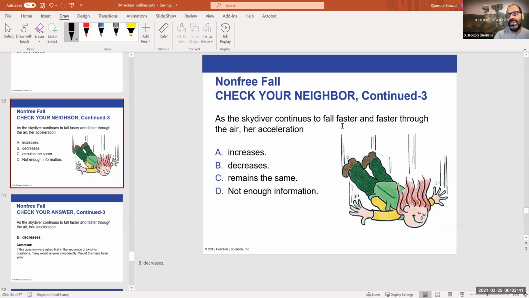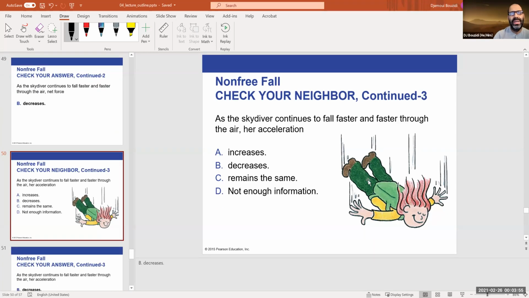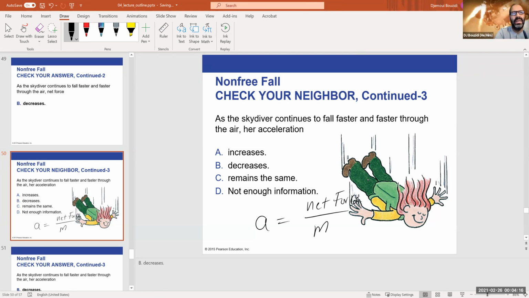As the skydiver continues to fall faster and faster through the air, the acceleration will also decrease, because the acceleration goes with the net force. If the net force decreases, as we argued earlier, then the acceleration must also decrease, because the acceleration is given by the net force divided by the inertia of this person. Since this person is not losing weight or dropping a leg or an arm on the way, the acceleration is not impacted by the mass. The only thing impacting it is the net force. Since the net force is going less and less because you're building up more and more drag, the acceleration will also be decreasing.